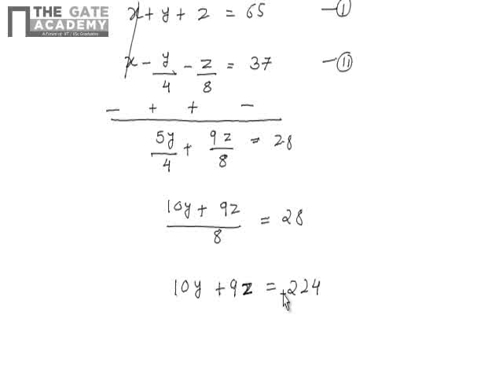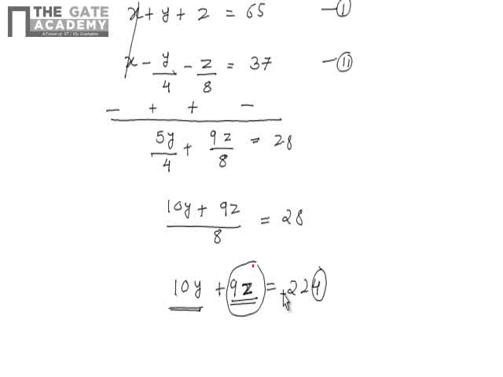But if you look at the equation carefully, you can see the coefficient of y is 10. That means the unit digit of this term will be 0, and the coefficient of z is 9. That means the unit digit of the answer, which is 4, should come from this term. So you have to think of a number for z which, when multiplied by 9, gives a unit digit of 4.